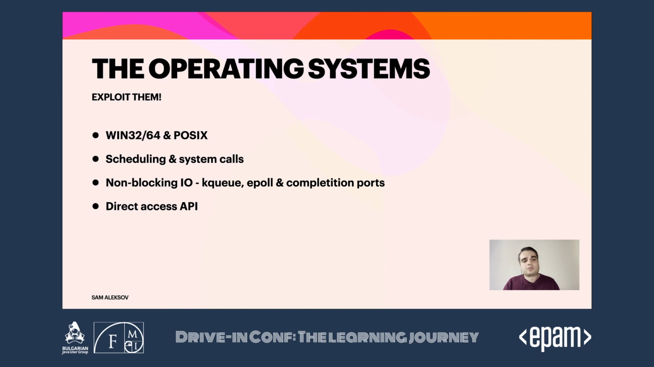Nowadays, non-blocking approaches are preferable, so these OSs do expose some mechanisms to do that. On Unix, you have kqueue. On Linux, you have epoll, and completion ports for Windows. And some of them do expose direct access APIs because these system calls are generally slow. You don't want to use them for some things, and they can offload the program and raise interrupts to be handled additionally.